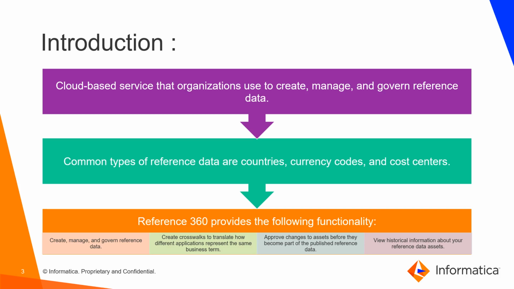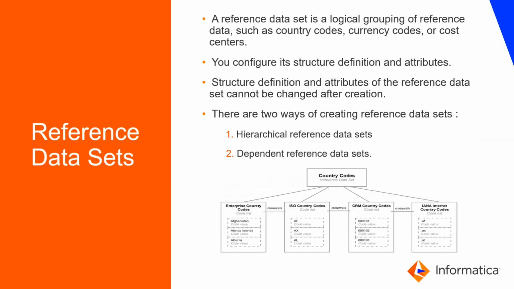One can also create crosswalks to translate same business term used differently in different applications. One can approve or reject the changes done to this data before they are published. One can also view the historical changes of this data. Further, we will see how each of this functionality can be achieved in Reference 360.